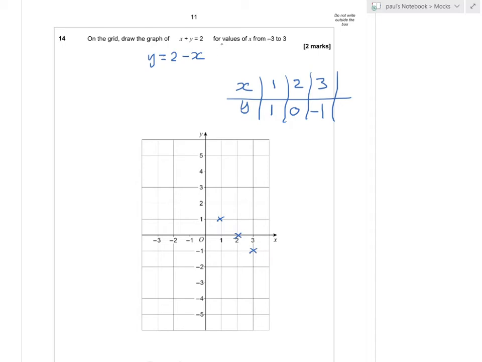Now, it says from -3 to 3. So there's the 3. So we've got to keep going up. There, there, and there. Yeah. Because they're in a straight line, there's no need to work out the other bits.